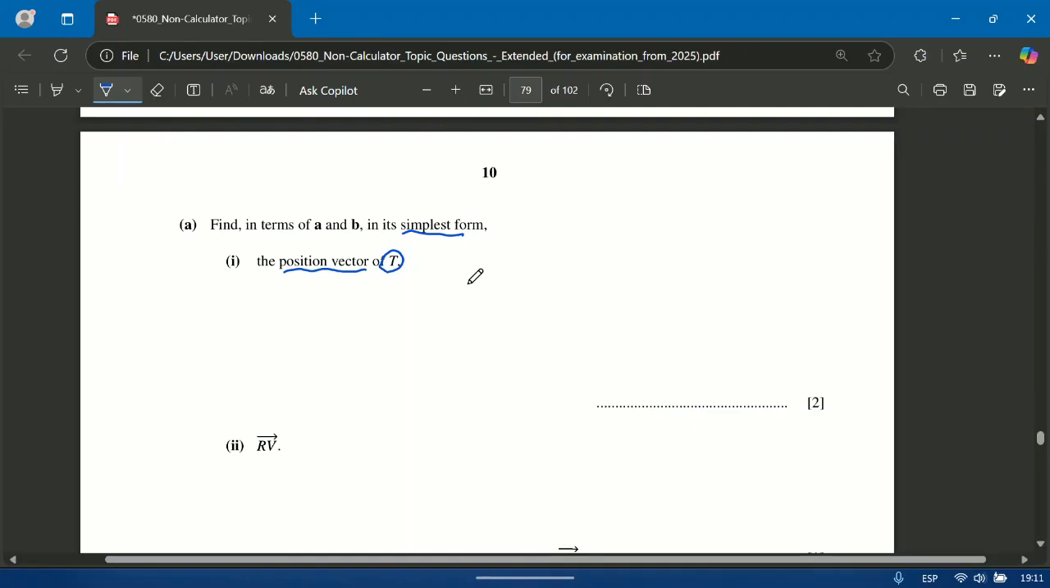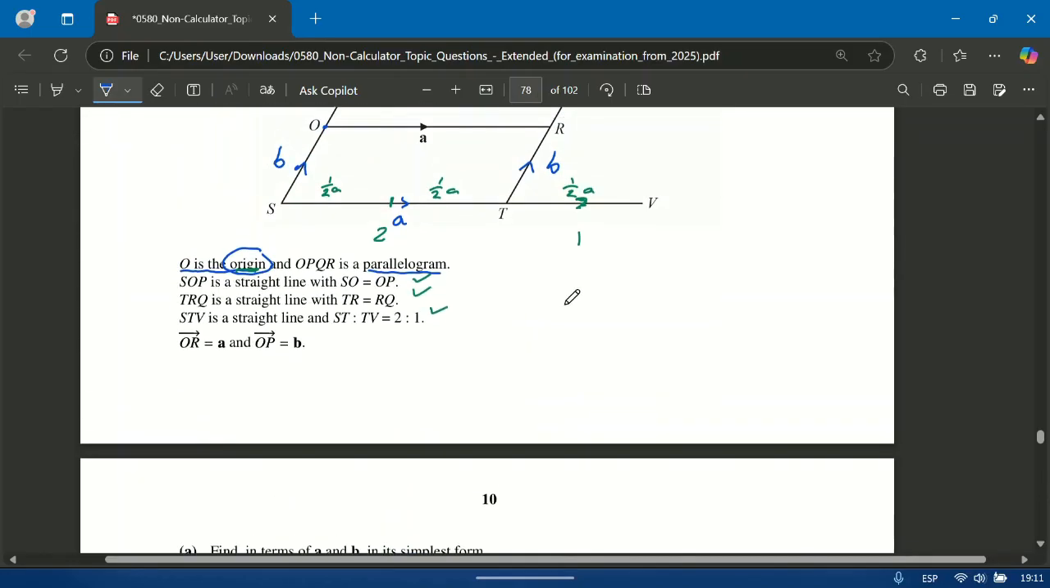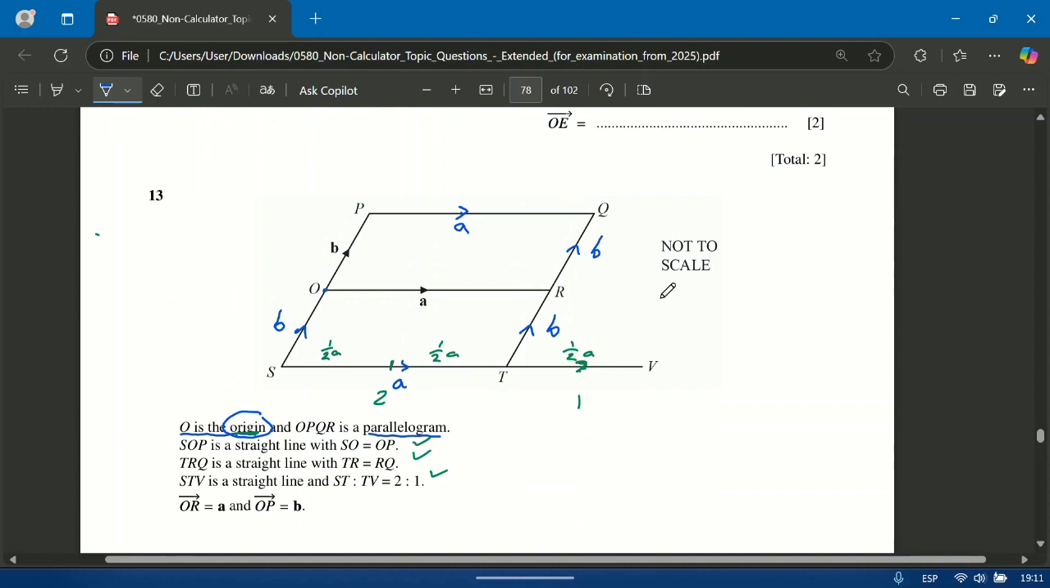So we can continue. Position vector of T means where T is in relation to the origin. So the position vector is where do you start from the origin to get to T. So this is what it means. Position vector of T is from O to T. Okay. Of course, we don't know what that is in terms of a and b, so we need to follow a path. We do know. We're going to follow this path.